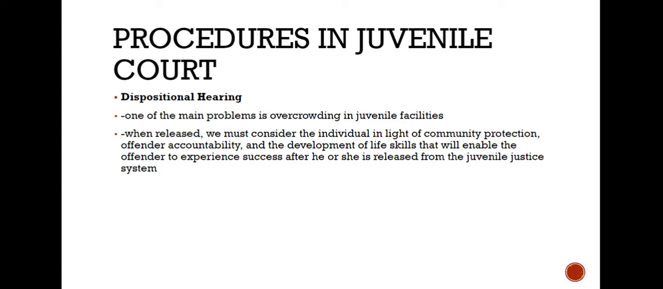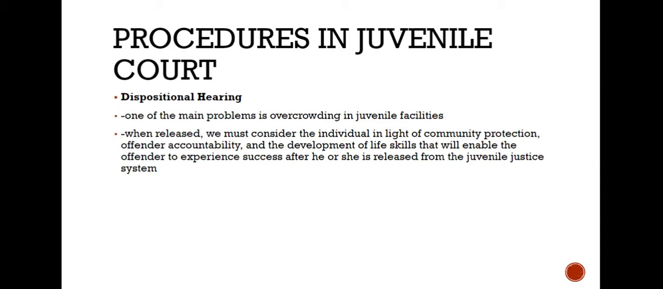There are all kinds of factors that we take into consideration in the punishment phase as we move forward in the juvenile justice system, keeping in mind that overcrowding is a main problem. We talked about that in adult court too. There's overcrowding in prisons as well. That's going to be a major problem.